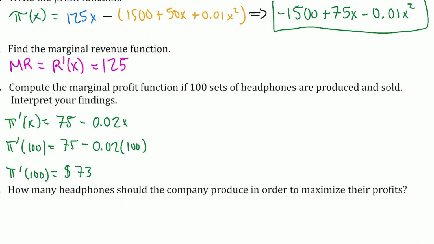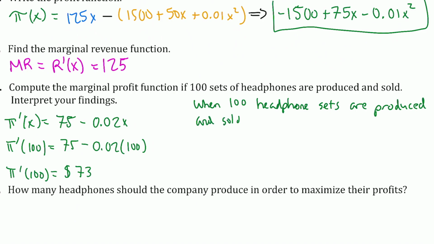And what we can now do is interpret our findings and say, when 100 headphone sets are produced and sold, the profit is increasing at a rate of $73 per set.